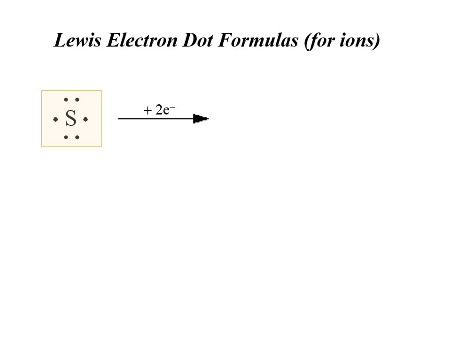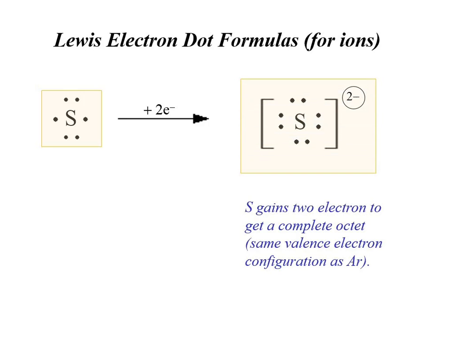Pick on sulfur, which is also a nonmetal. Sulfur is group number 6A. That's why you see 6 dots there. It's going to pick up 2 electrons to get a complete octet and have the same electron configuration as the rare gas argon. So this is kind of what it looks like.